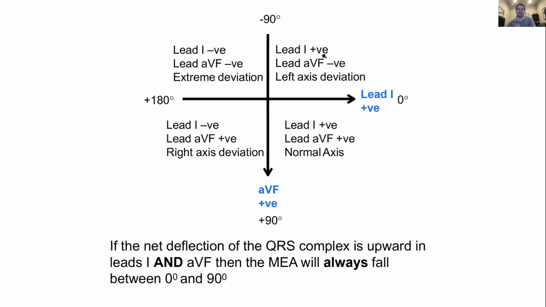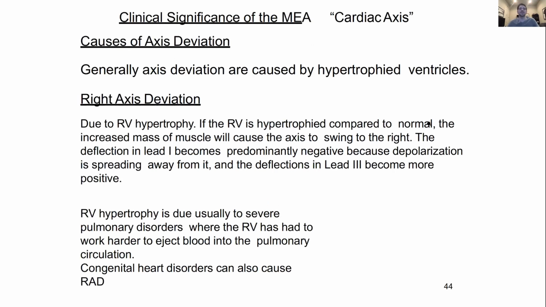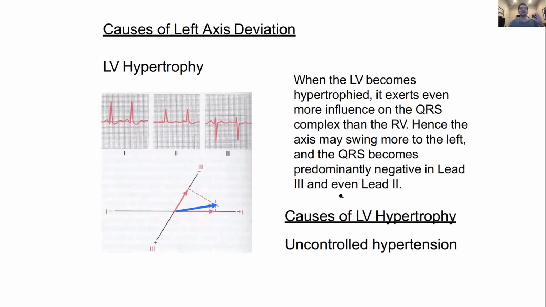So that's all you're really going to be required to do. Here, AVF is positive, lead 1 is negative. So we're going this way. So we're in this quadrant. So we have a right axis deviation. Now, right axis deviation is going to relate to right ventricular hypertrophy. Piece of cake, easy to remember. If you have a right axis problem, you have a right heart problem. Left axis deviation is going to correlate to left ventricular hypertrophy. Left axis deviation, left heart problem.